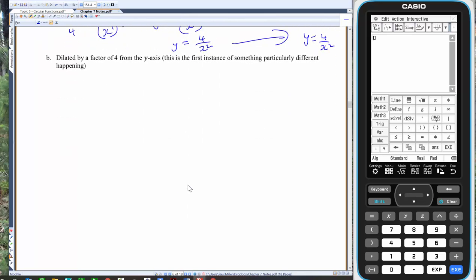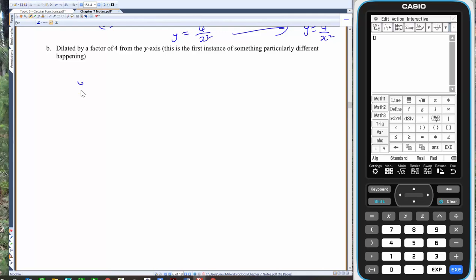Dilated by factor 4 from the y-axis. Okay, so if this is our original function, pause the video and see if you can think about what this function might look like after a dilation factor 4 from the y-axis. Right, if you've unpaused it now and had a go at it, the answer is going to be, I think, so we'll see, because I'm not too sure about this one, but I think it's 1 over 16x squared, I think. And if you guessed that one, you're going pretty well.